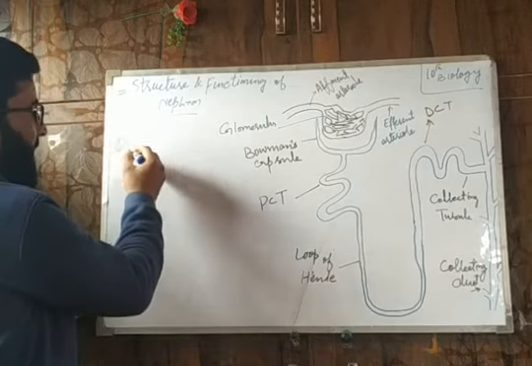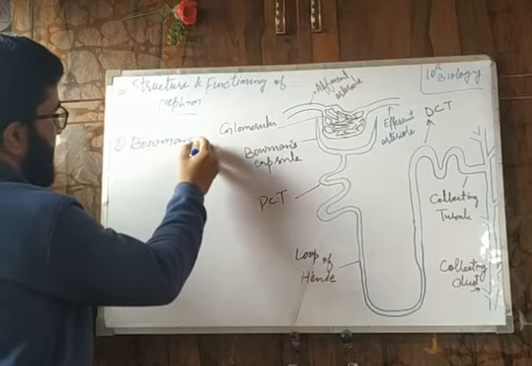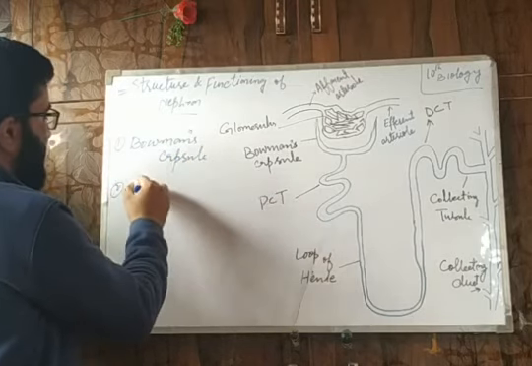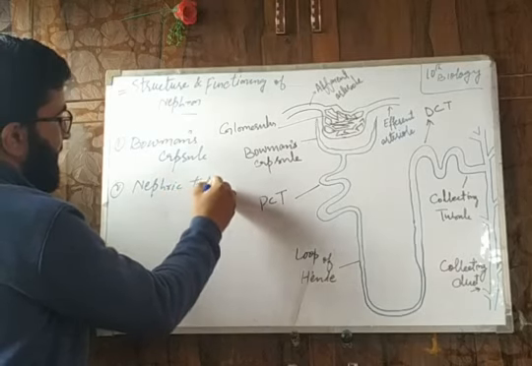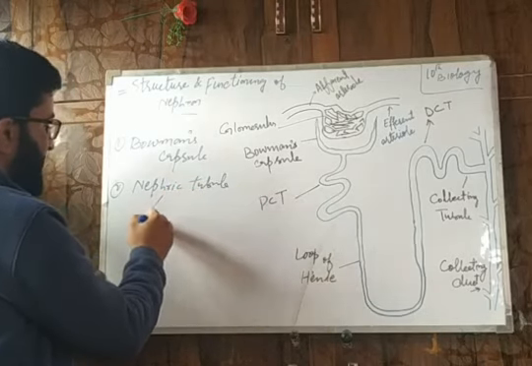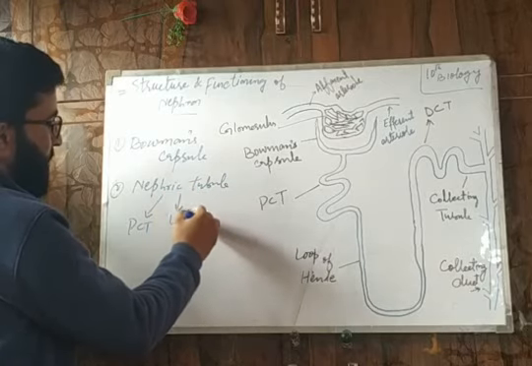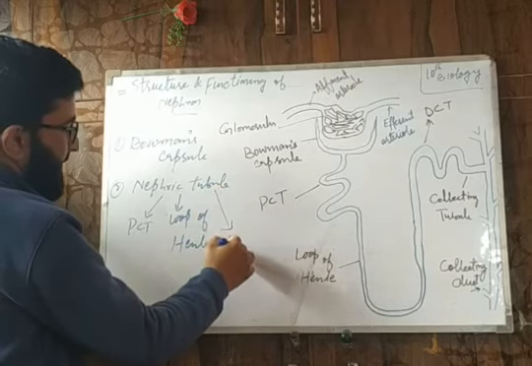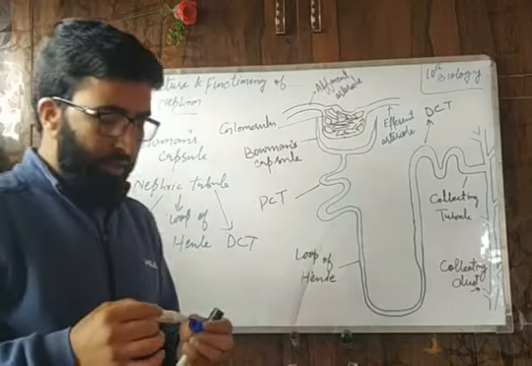It consists of Bowman's capsule and nephric tubule. This nephric tubule consists of three parts: PCT, loop of Henle, and DCT. Let's discuss this in detail.